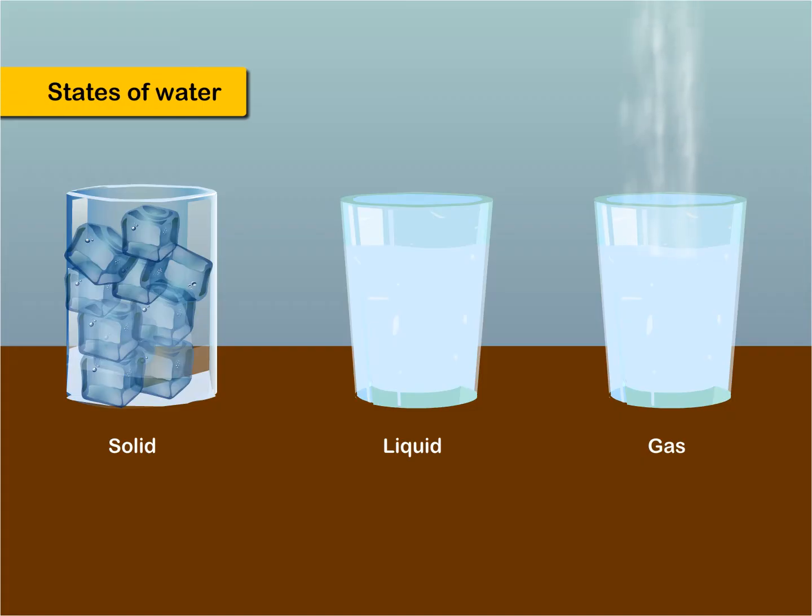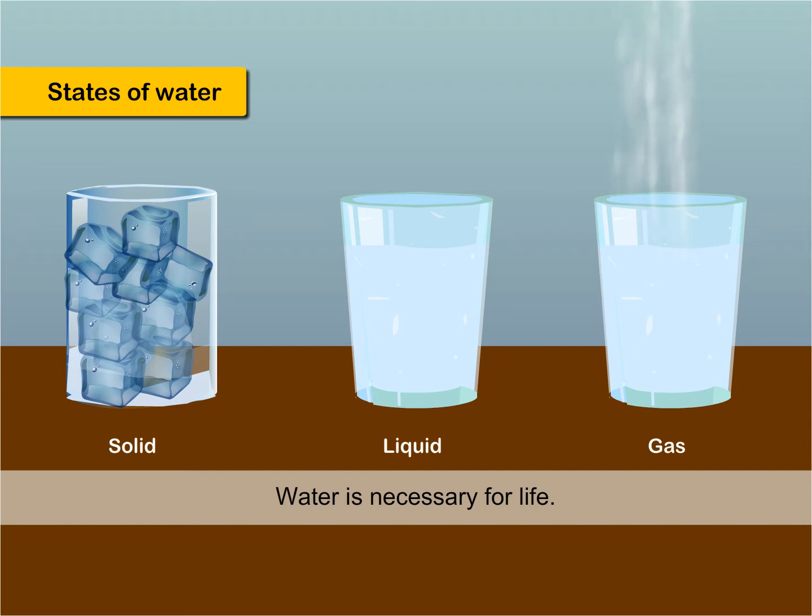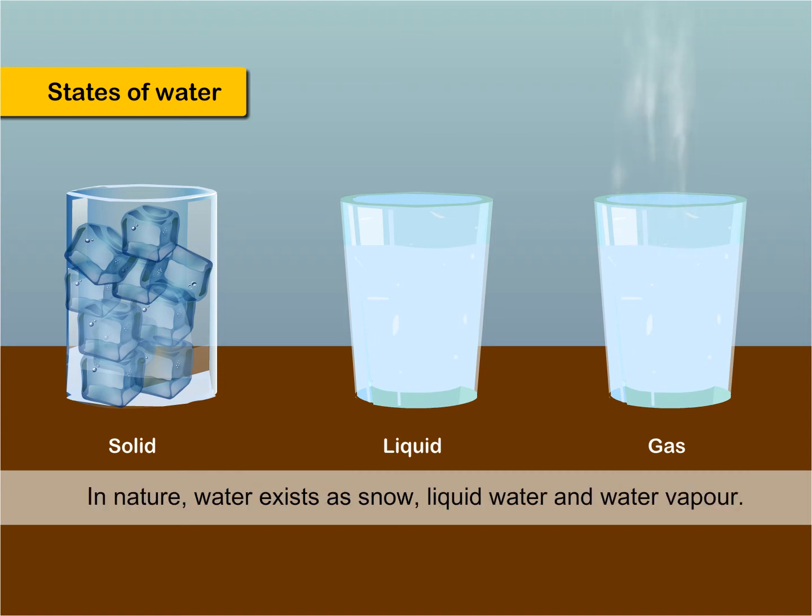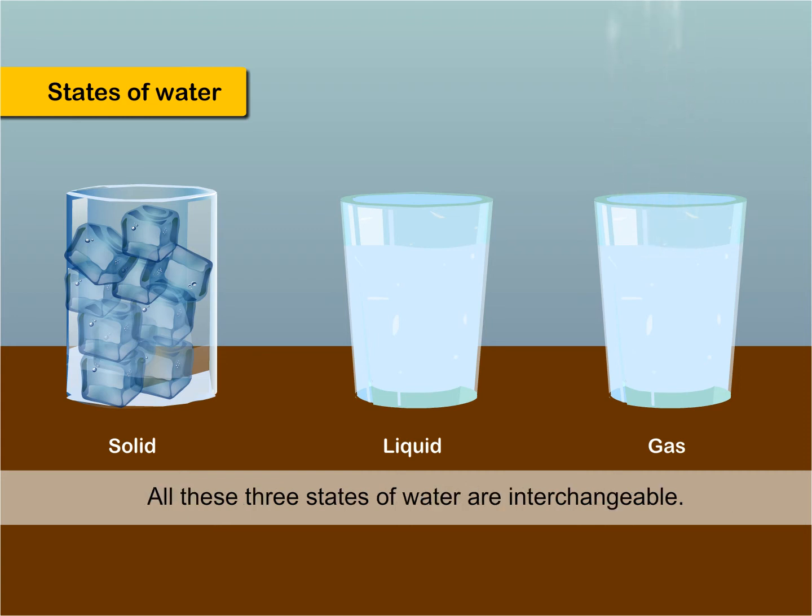States of water. Water is necessary for life. Without water, no living organisms can exist. In nature, water exists as snow, liquid water, and water vapor. All these three states of water are interchangeable. Water can change its form on heating and cooling.